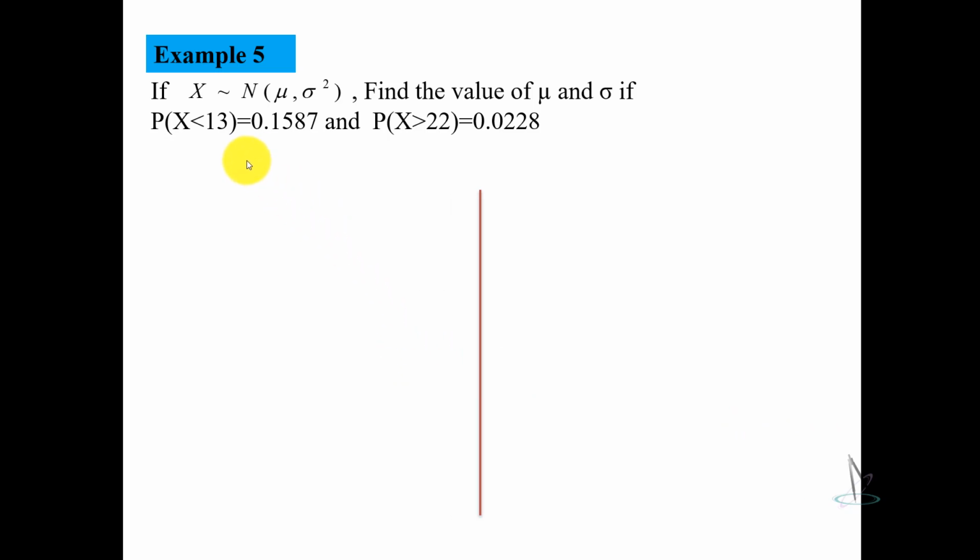Okay, so X is a normal distribution with mean mu and sigma squared for the variance. Find the value of the mean and the standard deviation if the probability for X less than 13 is equal to 0.1587 and the probability for X greater than 22 is 0.0228. Okay, so what do we need to do?